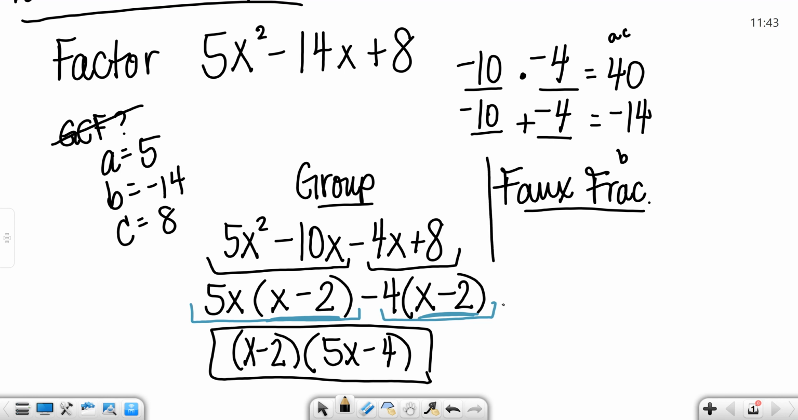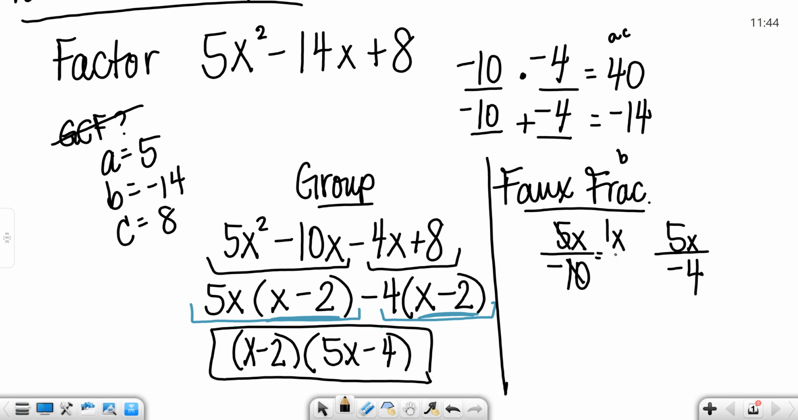Okay, if you chose to do faux fractions, we take our A value, in this case is 5, we put x with it, over one of the numbers we find. Our A value with x over the other number we find. Now, when we were doing 6.2, I told you if at any point we could simplify my faux fraction, that I should, and I can this time.